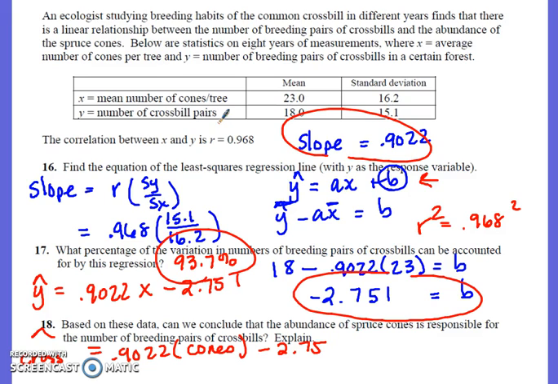Number 18: based on these data, can we conclude that the abundance of spruce cones is responsible for or causes the number of breeding pairs? No. It must be an experiment to imply causation, and this was not. And that's it. We'll talk about these tomorrow.